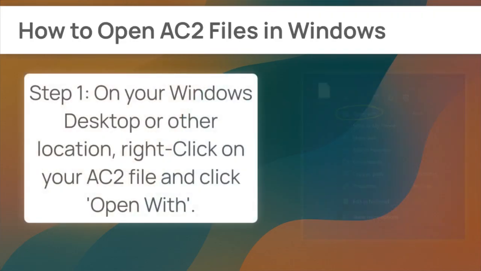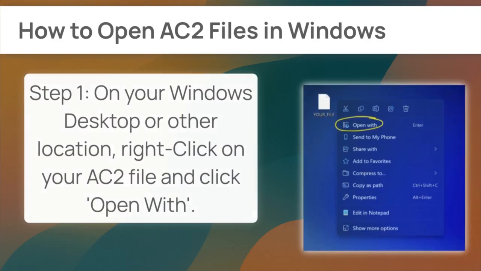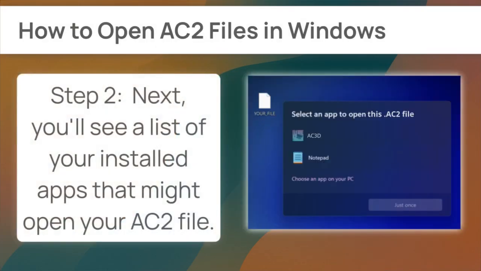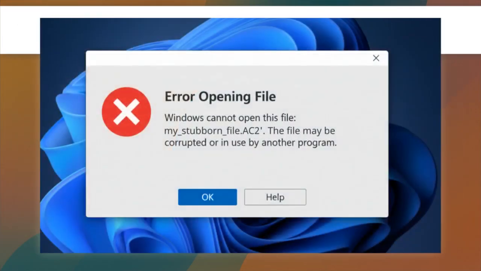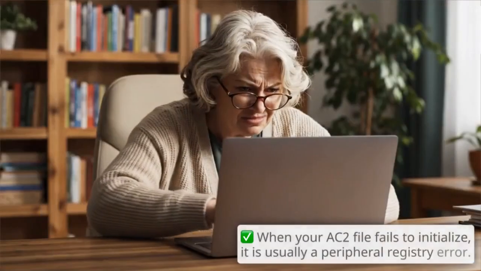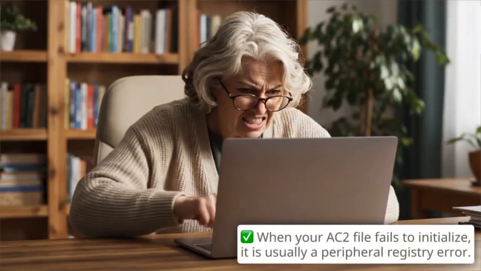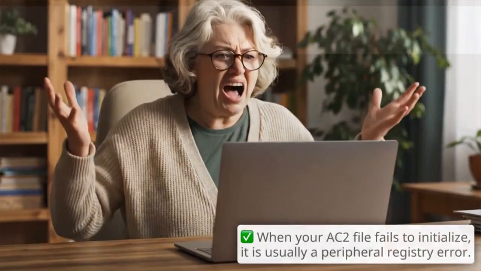We are checking the installed software landscape. Right-click your AC2 file and choose Open With. Test AC3D first if installed. If not, select another application. Often, a lesser-known tool works perfectly. If your AC2 file will not open yet, do not panic. This is a truly stubborn AC2 file. To find the error's source, we need to test these critical common failure points right now.